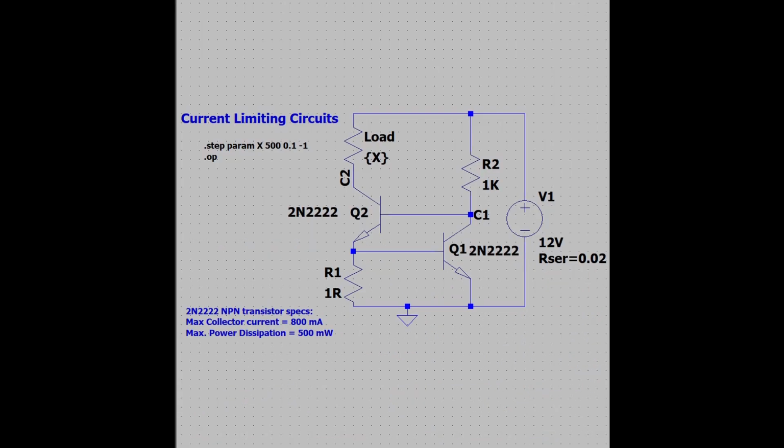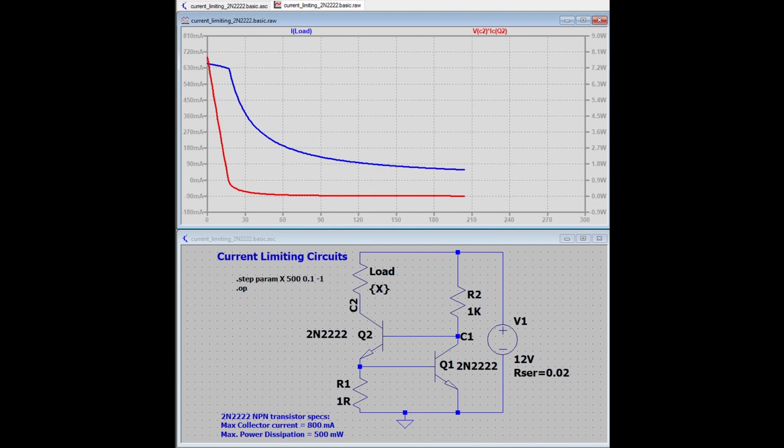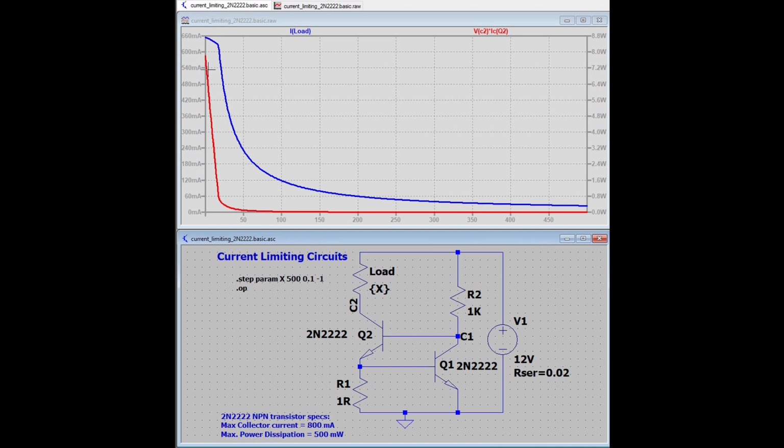What if we replace the LED by a generic resistive load, where we can change its current by reducing its resistance? Here is the circuit with the two NPN transistors with a spec of 800 mA and 500 mW. As explained in the video, the current going through the load and Q2 is controlled by the 1 ohm resistor R1, which will turn Q1 on once the maximum current is achieved. And here is the simulation. Current limit of 660 mA and power dissipation of 8 watts.